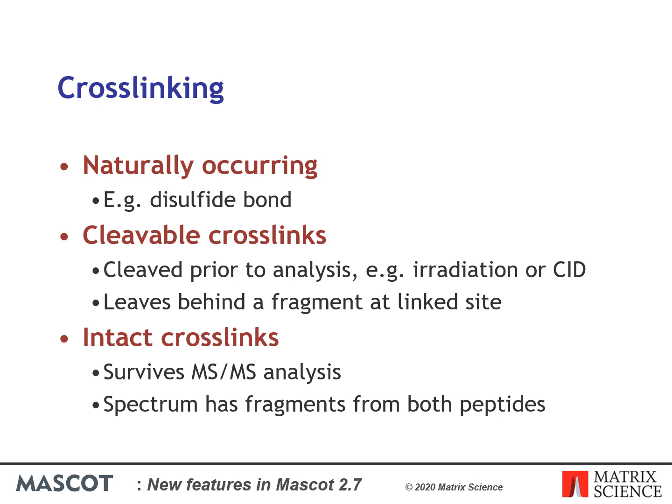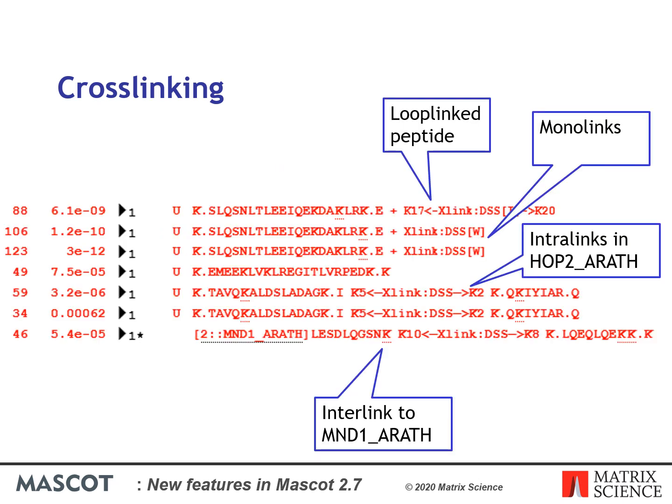We've added full support for a comprehensive range of cross-linking scenarios. This includes editors for the cross-linking agents and methods, fragmentation patterns in peptide view, and exports to XI view for further visualization. Mascot can report all the different types of links, from looped, inter, and intralinks, and incomplete monolinks.